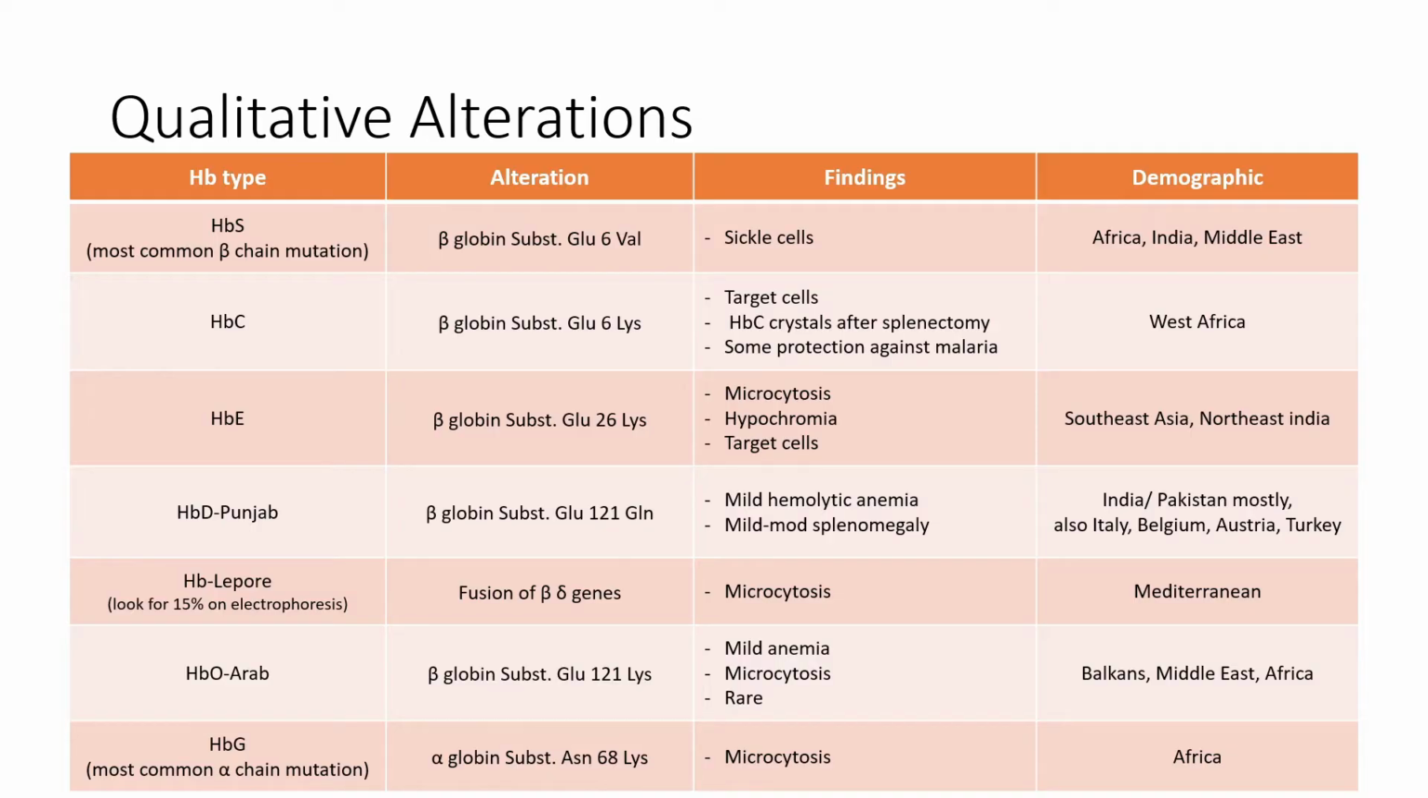Hemoglobin O Arab is a beta chain substitution of glutamate for lysine at position 121 and is quite rare. Hemoglobin G, which is the most common qualitative alpha chain mutation, resulting from an asparagine substitution for lysine at position 68, is seen mostly in Africa.